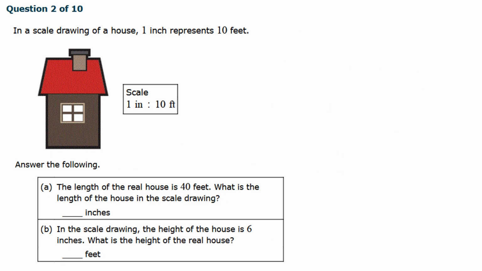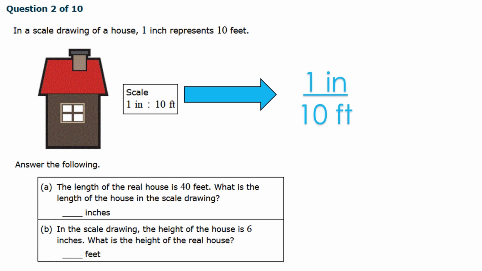In a scale drawing of a house, 1 inch represents 10 feet. So we're going to take this scale factor and put it into a fraction. Then we'll make it a proportion by making it equal to another fraction, and again keeping the units the same on top and on bottom. Now we can answer the questions and put in the pieces we need.